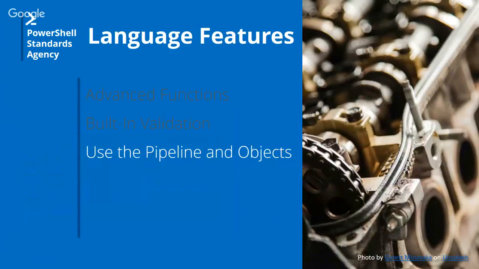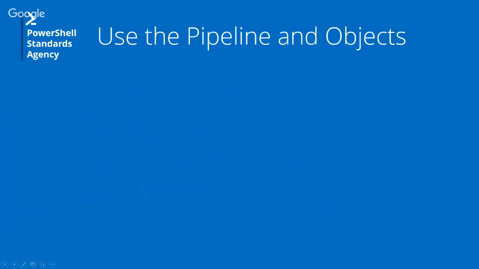So the next language feature we're going to go on and talk about is the pipeline and objects. Now, PowerShell was designed with a pipeline and objects in mind. Everything in PowerShell, or all the data types in PowerShell, are objects underneath. But the first thing we're going to look at is how the pipeline works.